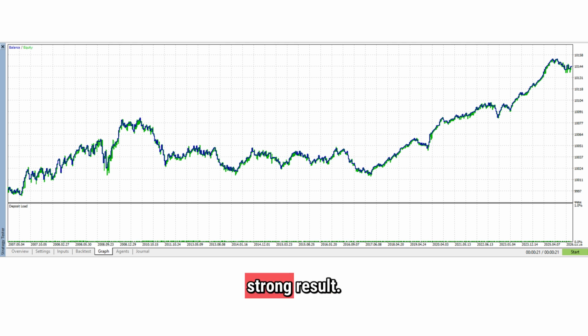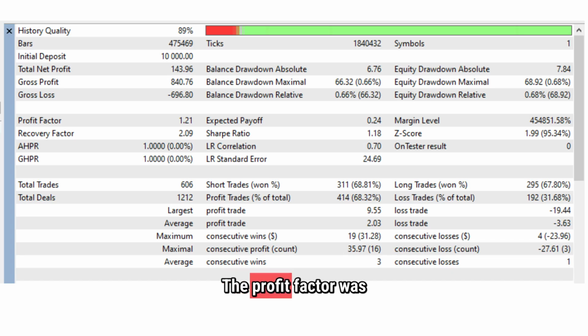That is not a strong result. The profit factor was 1.21. The recovery factor was 2.09. The maximum equity drawdown was $68.92 at 0.01 lots. The drawdown itself is not huge in absolute value, but the return is also very small, so the risk is not extreme, but the reward is not very attractive either.